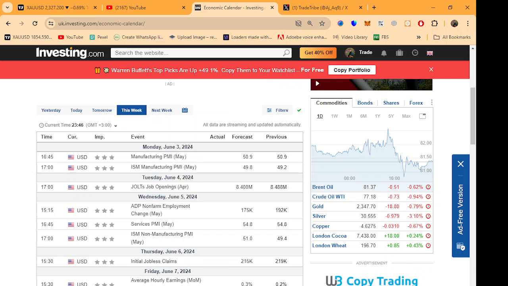Service PMI is 54.8, previous 54.8. If the actual is bigger than that, it will be good for the dollar. If it comes out at the exact point, there will be some effect. If it comes out lower than that, the dollar will be bearish. You have ISM manufacturing PMI, the same case. If the actual is bigger than the forecast, then it's good for the dollar. Initial job claims, the previous one was 219. They're forecasting it to be 215. If that is the case, the dollar will be weak.